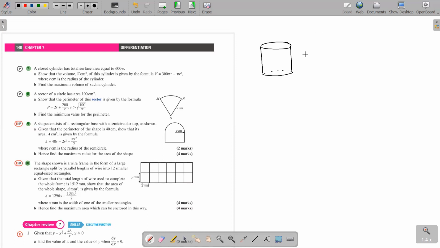So we know the curved surface area of a cylinder is what? What is the curved surface area of a cylinder? 2 pi RH. Now the thing is you need to remember these equations. Okay, so what's the total surface area of a cylinder?